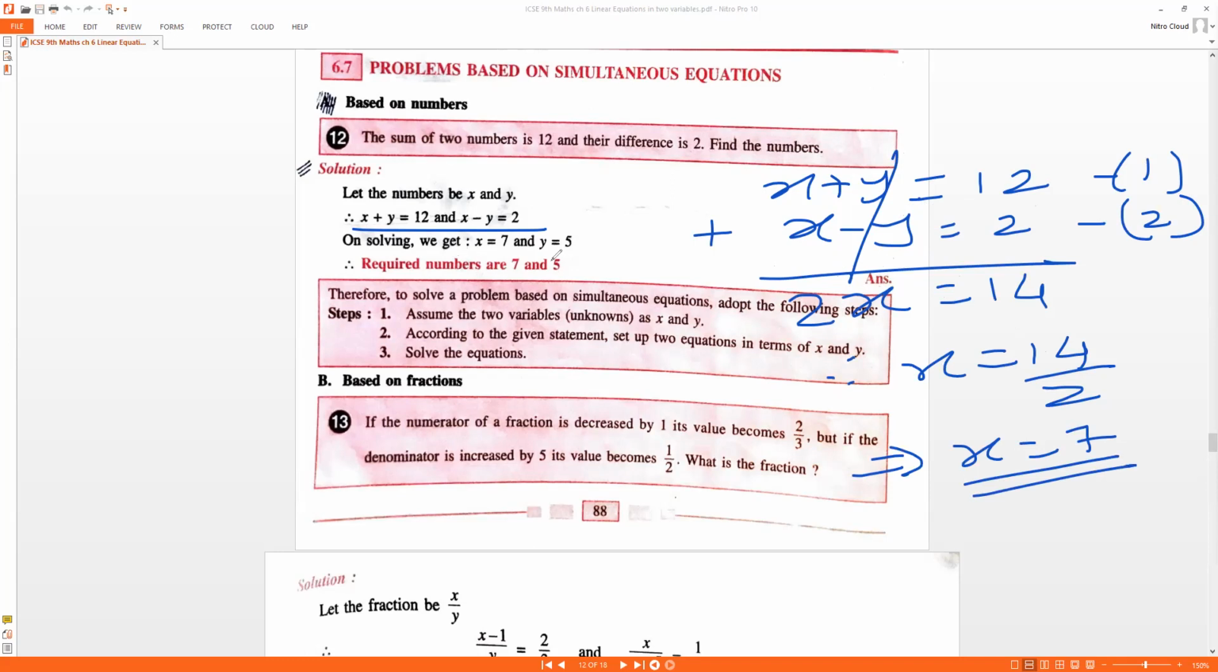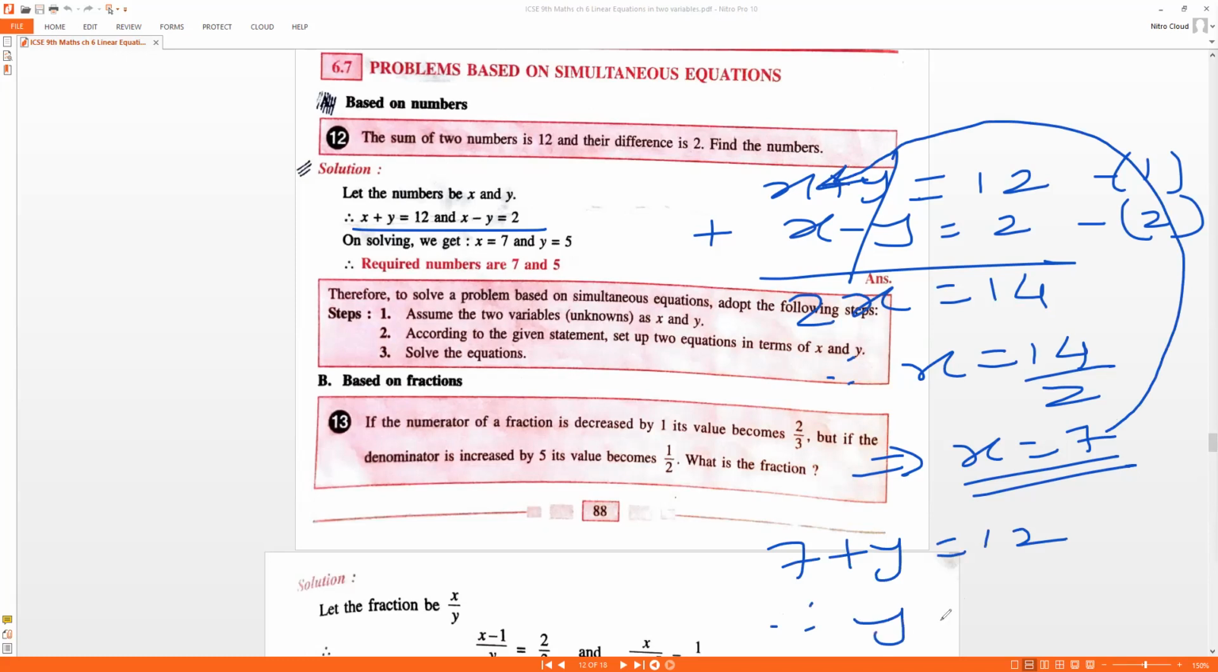So if you get x is equal to 7, you can put x is equal to 7 in this equation. So 7 plus y is equal to 12. So y is equal to 12 minus 7. So y will be 5. So in this way, you get both the answers.